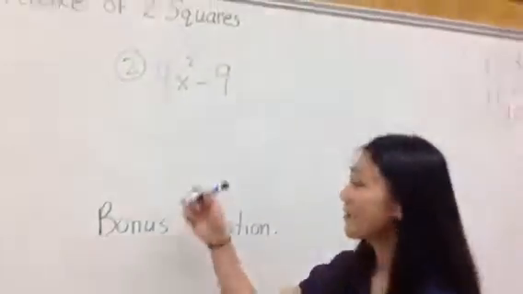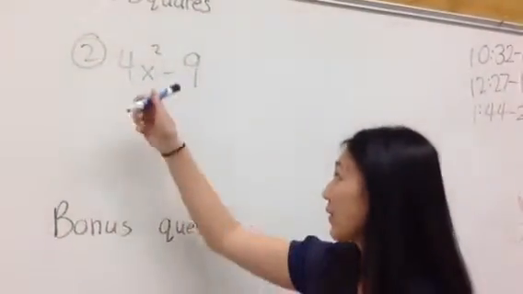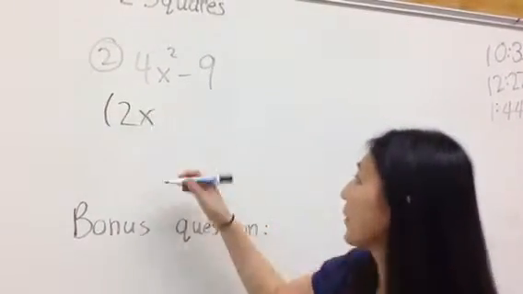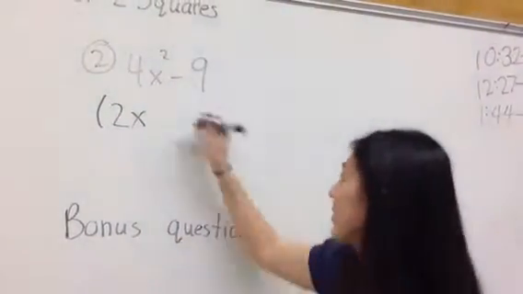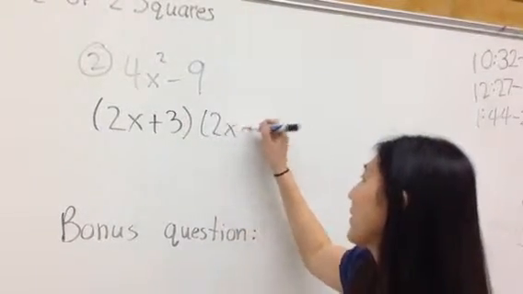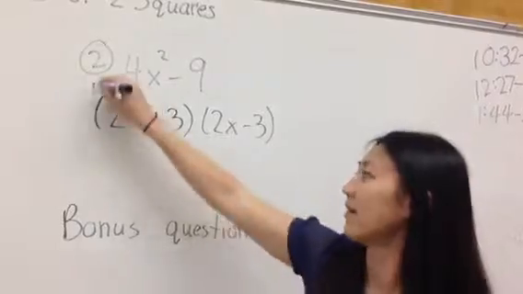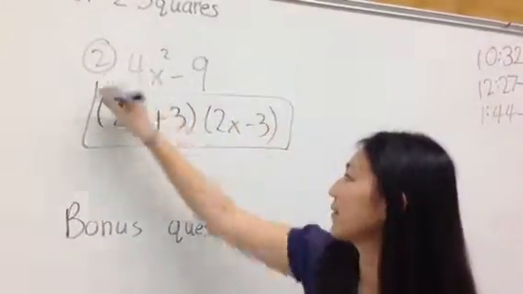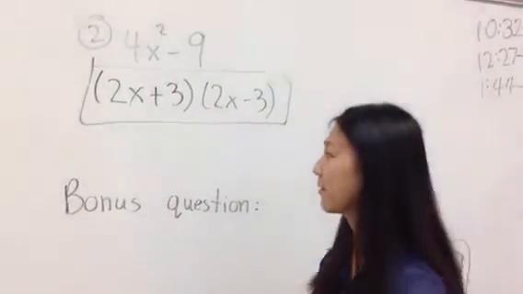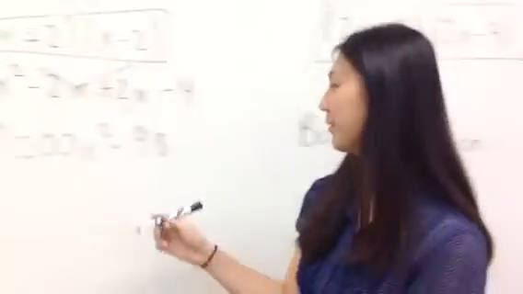Again, we're taking the square roots. The square root of 4x squared is 2x. The square root of 9 is 3. So this is going to be 2x plus 3 and 2x minus 3. Like I said, all we're doing is taking the square roots. One of them is going to be plus, one will be minus. Okay, here's our last one before the bonus question.